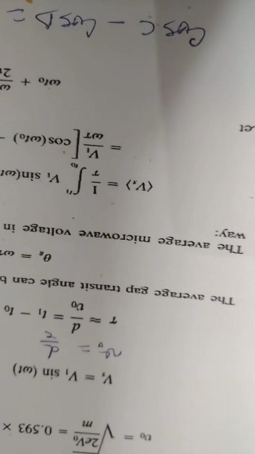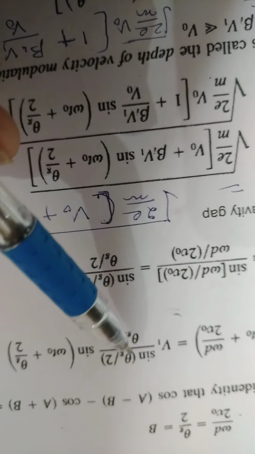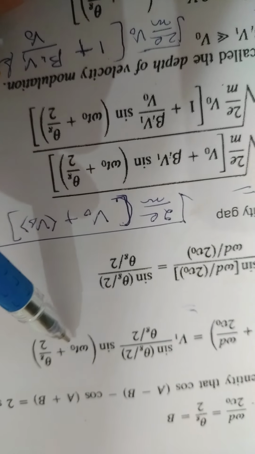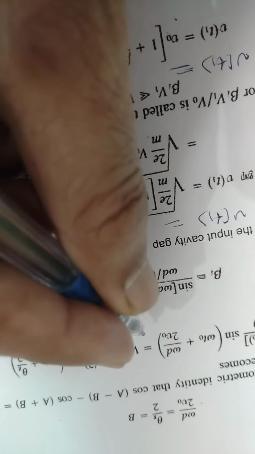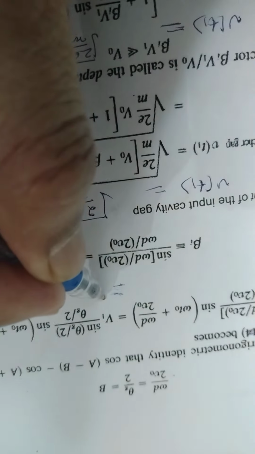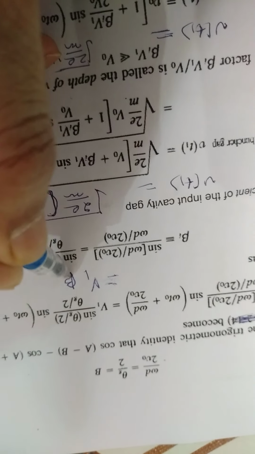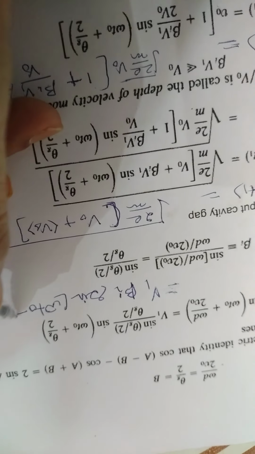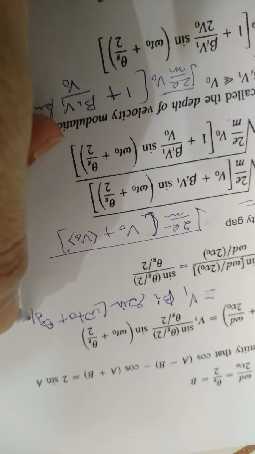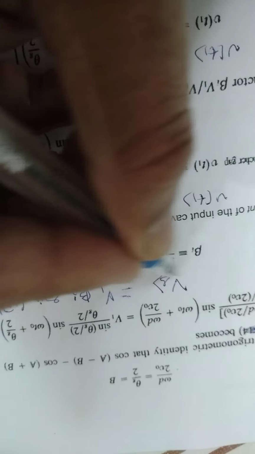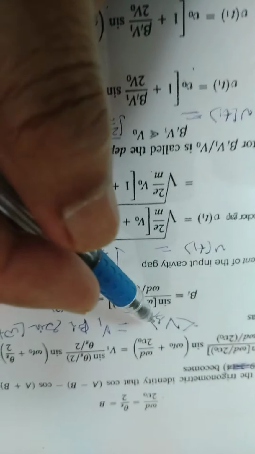In the next step, if you see, we can replace this v1 sin theta g by 2 over theta g by 2 into sin omega t naught plus theta g by 2. Here we can write it as v1 beta I, and then sin omega t naught plus theta g by 2. So this becomes the average value of the RF input signal.